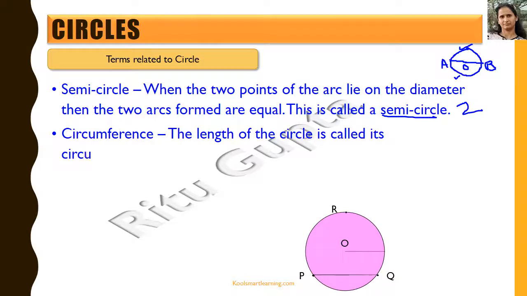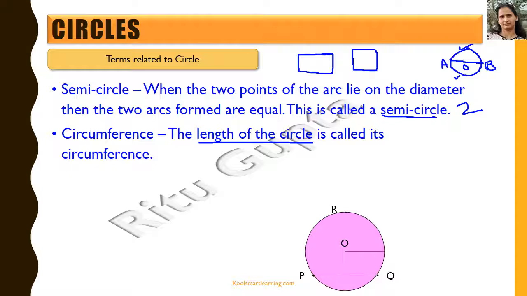Now circumference. Circumference is nothing but the length of the circle. This is similar to the perimeter of a figure. Supposing we have a square or a rectangle or a rhombus or a parallelogram, say for example we take a rope and we fold it in this shape so as to make a square. The length of the rope that will be required to make that square is called its perimeter.